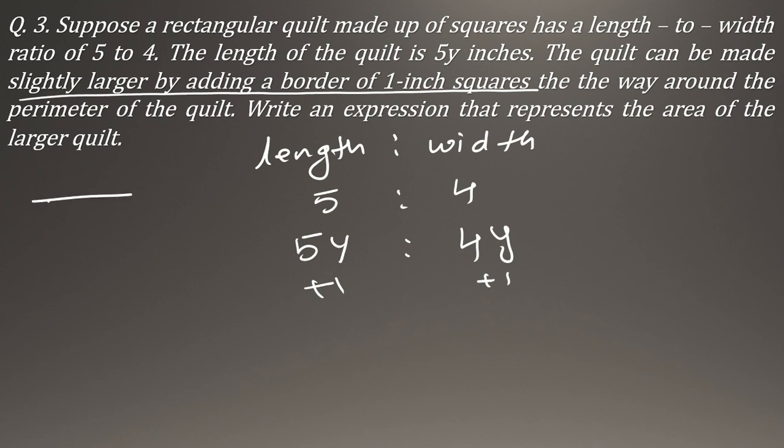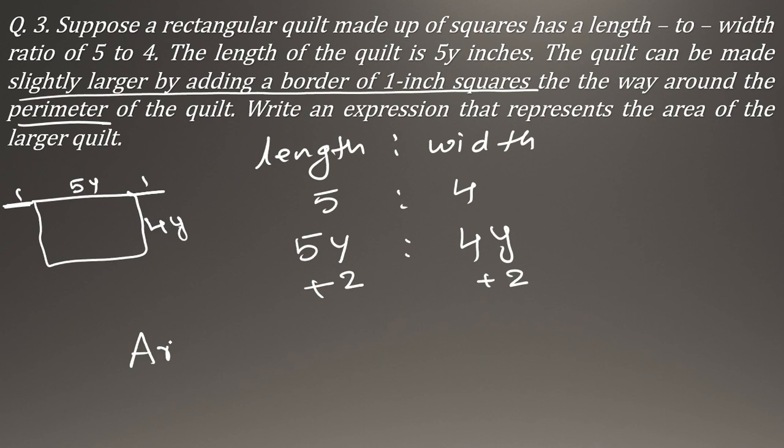Because I'll tell you, see, this is the quilt, okay? They say this is 5y and this is 4y. Okay, now no problem with this. Now they say it has to be made slightly larger by adding a border of 1 inch all around the perimeter. So 1 inch here and 1 inch here. So 1 and 1 here, both sides it will be added, yes. So it will become 5y plus 2, and same for the width, it will become 4y plus 2.